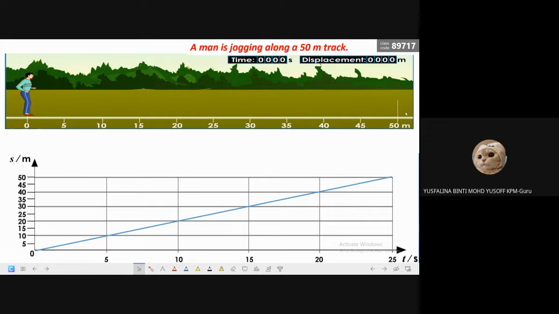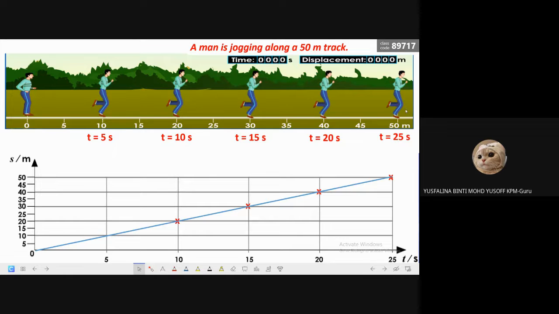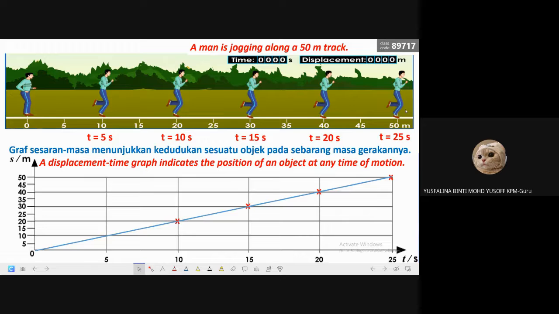So 50 meters. All right, so T5 here, T10 here, T15 here, T20 here, and T25 is here. It says here a displacement-time graph indicates the position of an object at any time of the motion. So it shows you where the object is. Let's say for T15, where is the object? It means it's at 30 meters. So that's how we read this kind of graph.